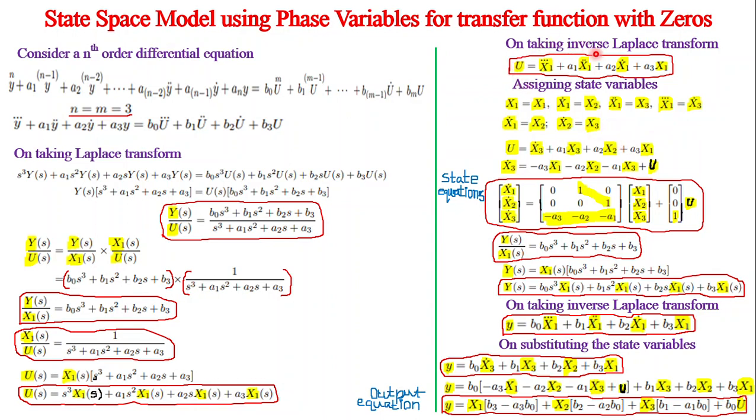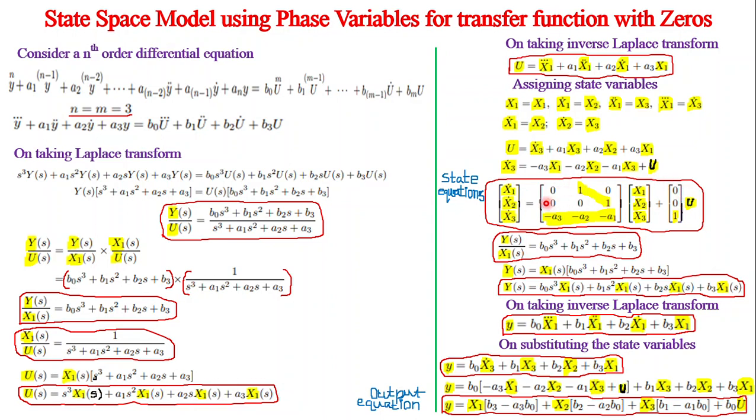Now, considering this expression, u is x1 triple dot, which is x3 dot, plus a1 x1 double dot, which is x3, plus a2 x1 dot, which is x2, plus a3 x1. Therefore, from this expression, x3 dot is minus a3 x1 minus a2 x2 minus a1 x3 plus u. So, x1 dot equals x2, x2 dot equals x3, x3 dot equals this. Writing these three equations in vector matrix notation, we get this.